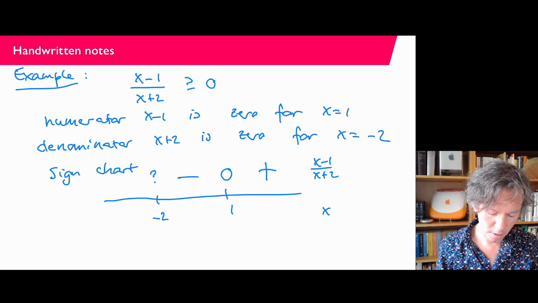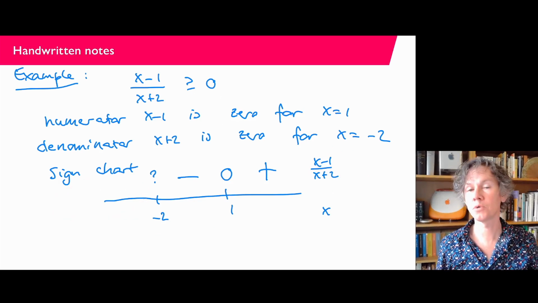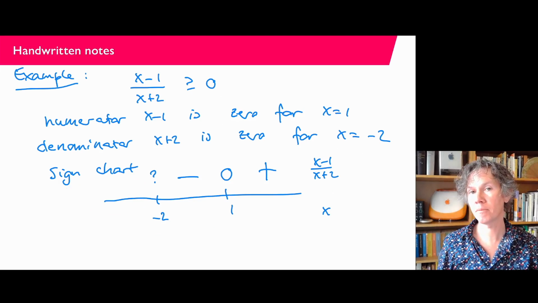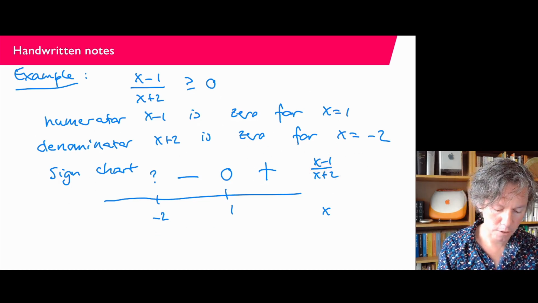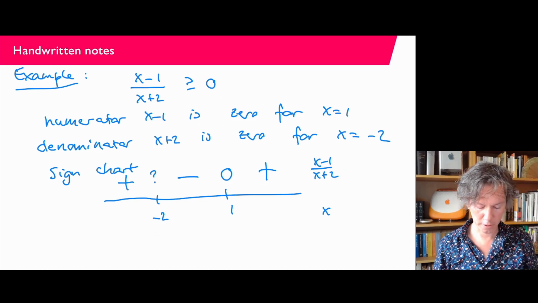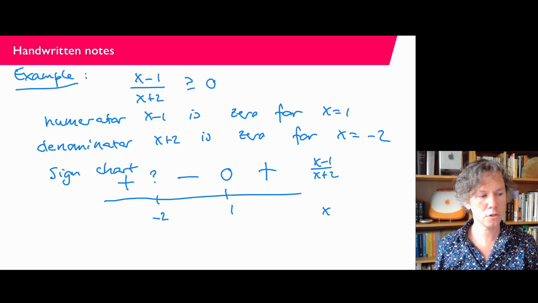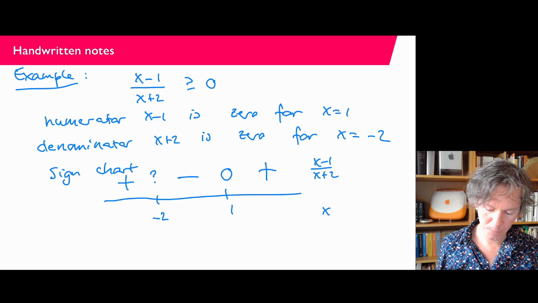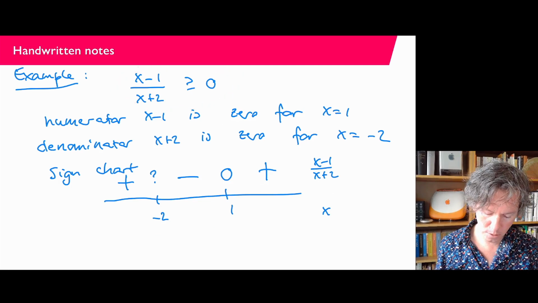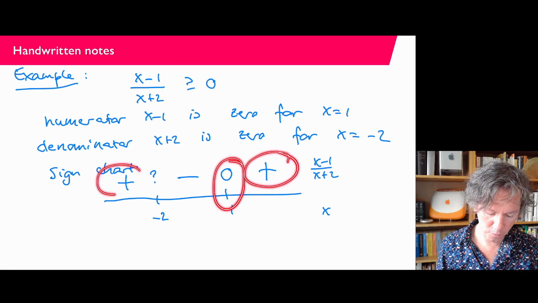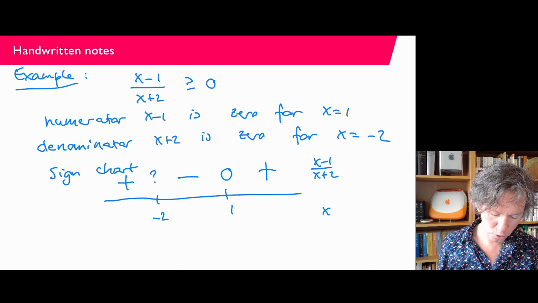And then finally, if I want to know in this region, should I put a plus or a minus, I'm going to take minus 1000. And I find that this is negative, so I have negative over negative together gives a plus sign. So then I have plus, minus, plus. And now this sign chart, I can simply read off the solution. Because the question is, when is this expression larger equal 0? Well, here it is 0, here it is positive, and here it's positive. So I can now read off the solution.